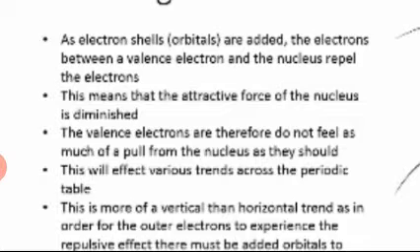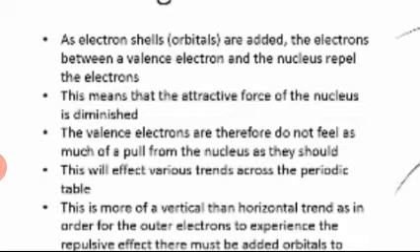I am reading this: as electron orbitals are added, the electrons between a valence electron and the nucleus repel the valence electron. The shells have electrons and they have repulsion. This means that the attractive force of the nucleus is diminished by increasing shells. The valence electrons therefore do not feel as much of a pull from the nucleus as they should.